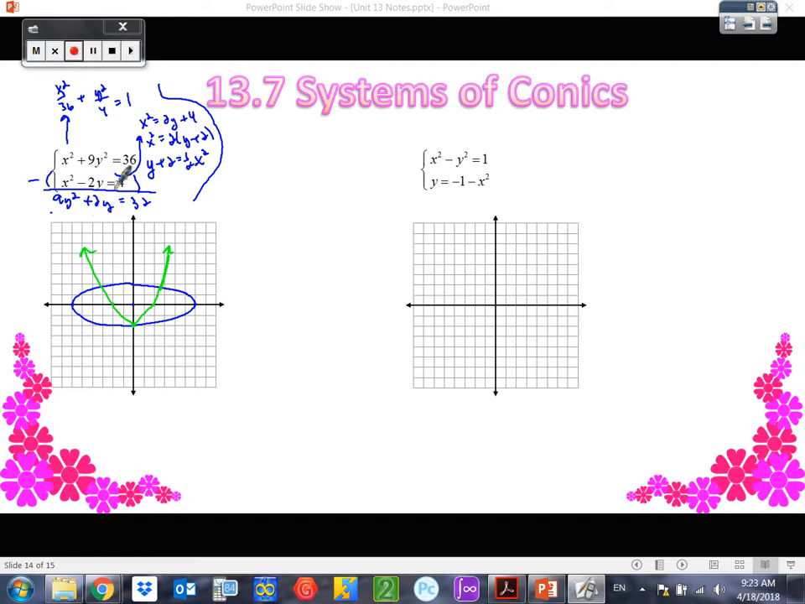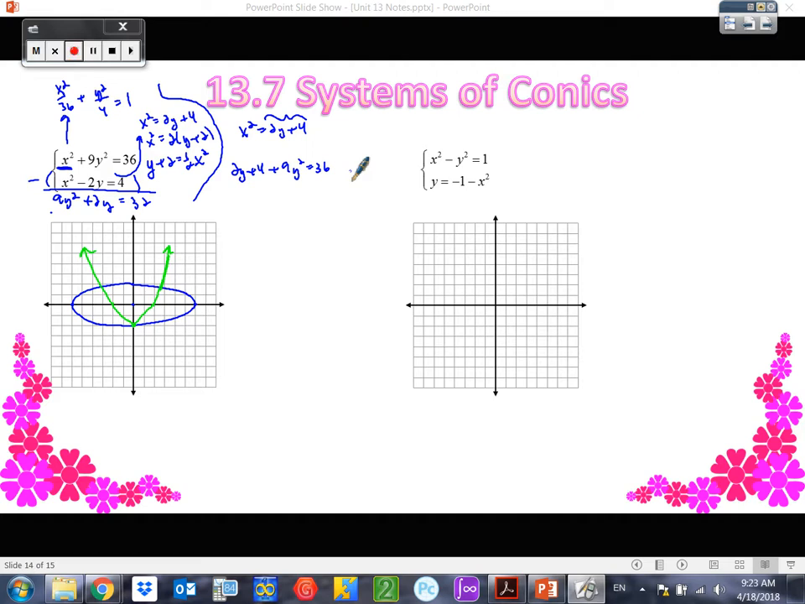So I'm going to take this second equation and solve it for x squared. So I have x squared equals 2y plus 4. And then what I'm going to do is take this portion right here, this 2y plus 4, and substitute it in the other equation for x squared. I'm going to replace x squared with the 2y plus 4. So I have 2y plus 4 plus 9y squared equals 36. So that is with substitution.